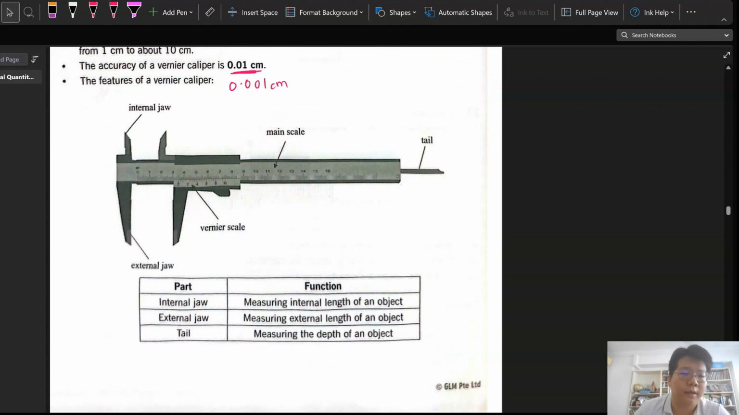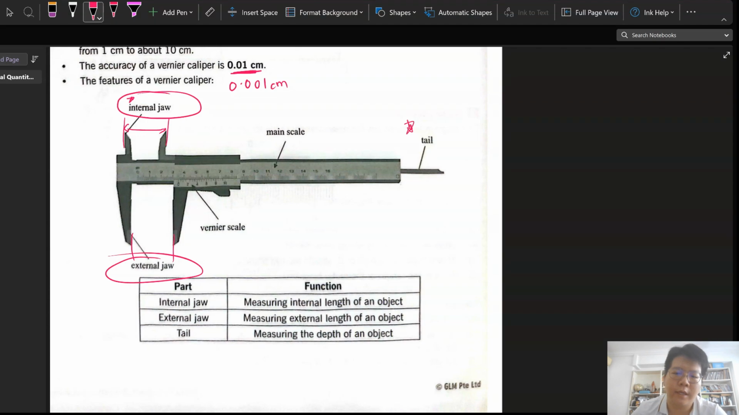So your vernier calipers over here, you have to be very familiar with the different types and components and their purposes. So first of all, you have to know your internal jaw and your external jaw. Your internal jaw and external jaw of a vernier caliper is basically the same as your internal caliper and external caliper. As the name suggests, internal jaw is basically used to measure the internal circumference or the internal length of an object. Your external jaw is basically used to measure the external circumference of an object.